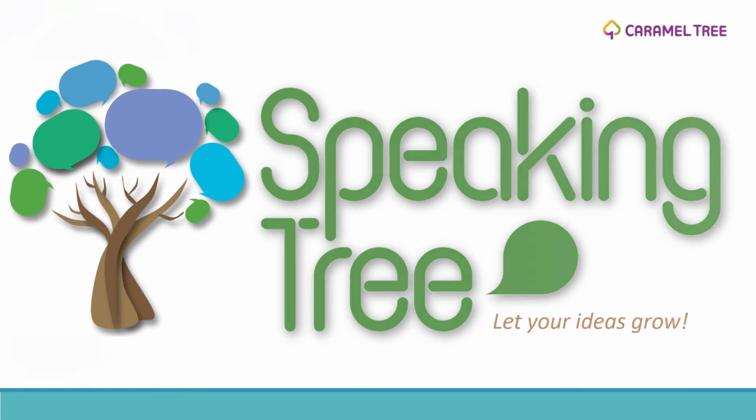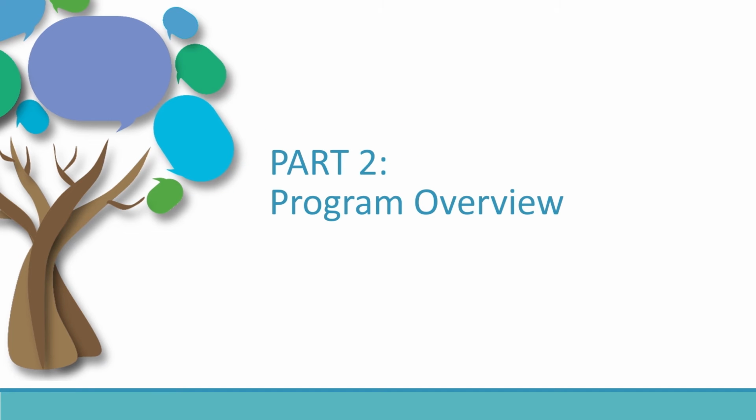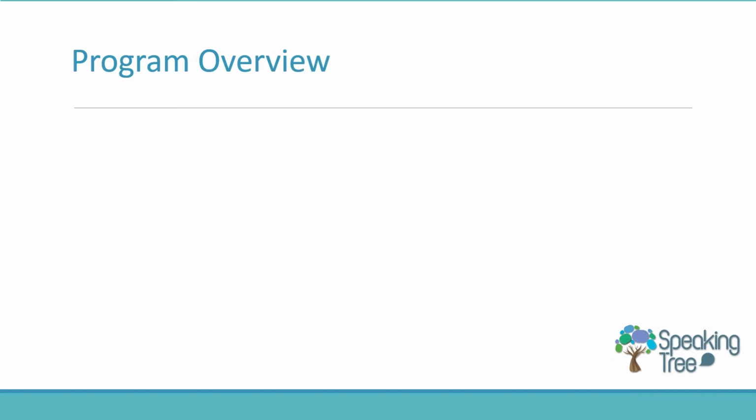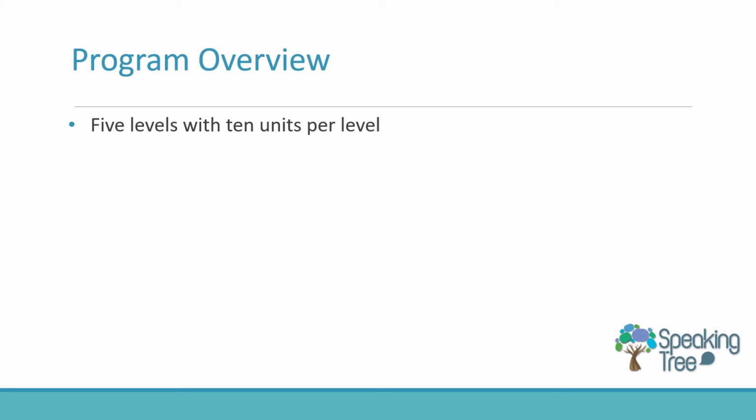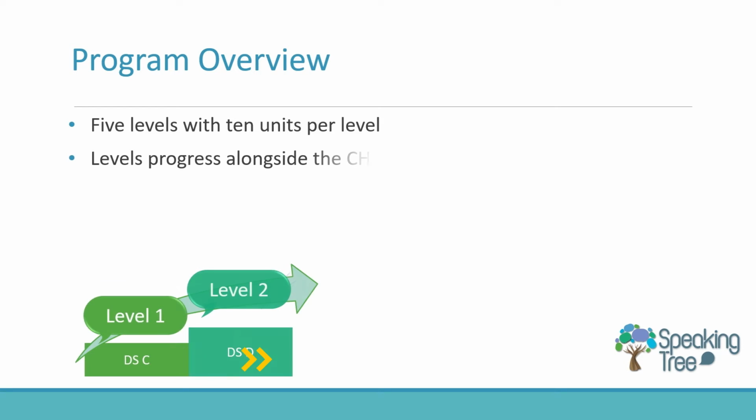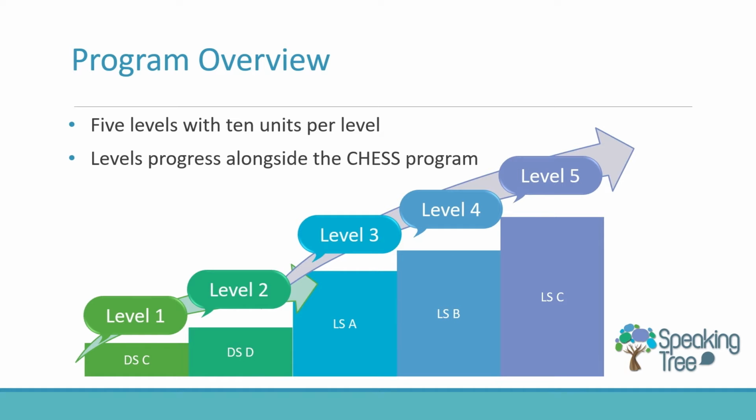Let your ideas grow. In this part, we will look at the program overview. The Speaking Tree program has 5 levels with 10 units per level. The levels have gradual progression alongside the core JLS program called Chess.